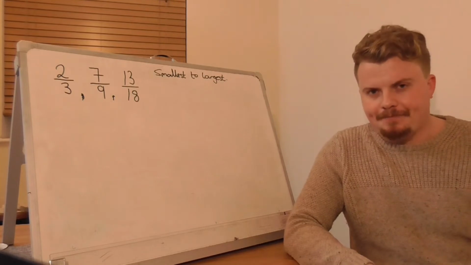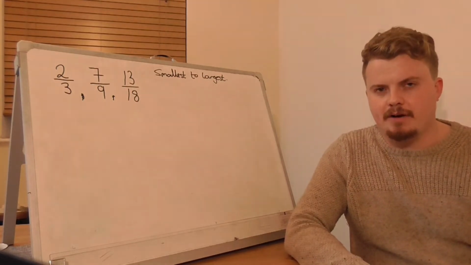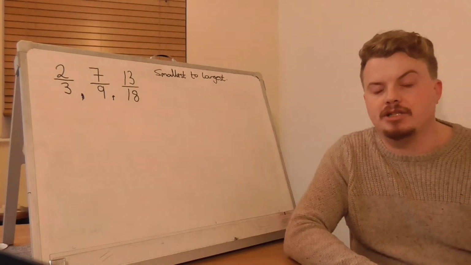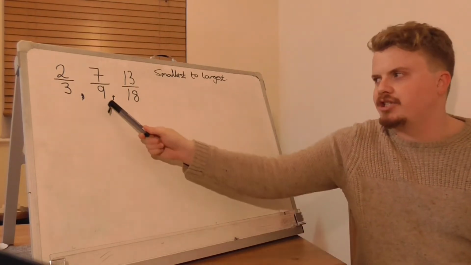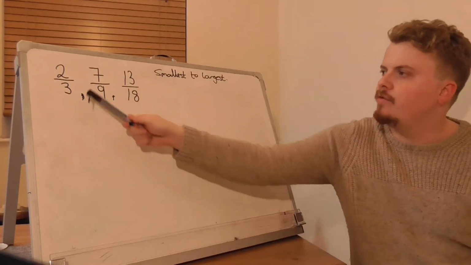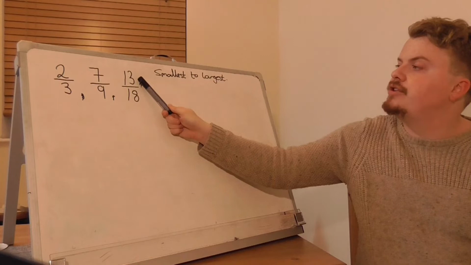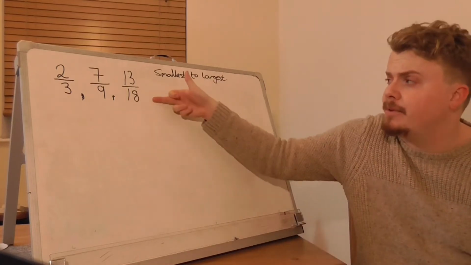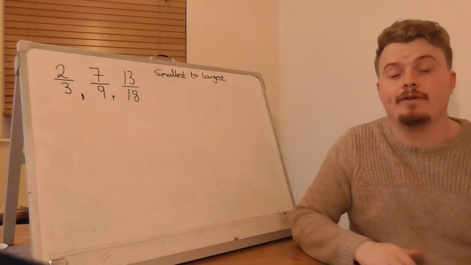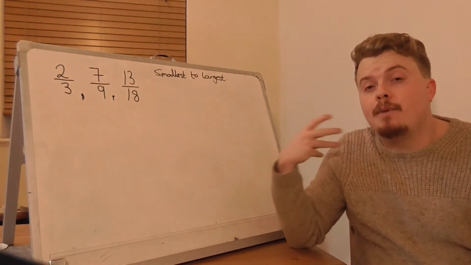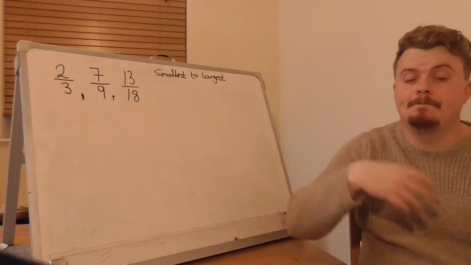But the way we do that, to make it very easy for ourselves, is make sure that the denominators are the same in every fraction. At the moment you can see that each fraction has a different denominator. We've got 2 thirds, 7 ninths and 13 eighteenths. So the bottom numbers here, the denominators, are all different. So to make them the same, we've got to figure out a common multiple of all of these numbers.